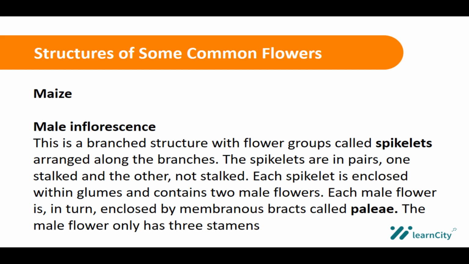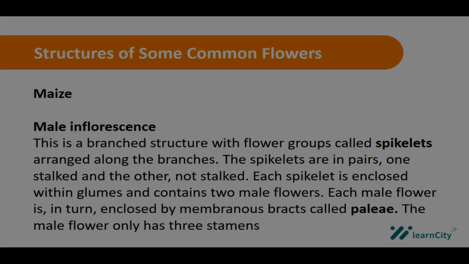Each spikelet is enclosed within glumes, and each of these spikelets contains 2 male flowers. Each male flower is in turn enclosed by membranous bracts called palea. So we have each male flower enclosed by membranous bracts called palea, and the male flower has only 3 stamens. Each male flower has 3 stamens.